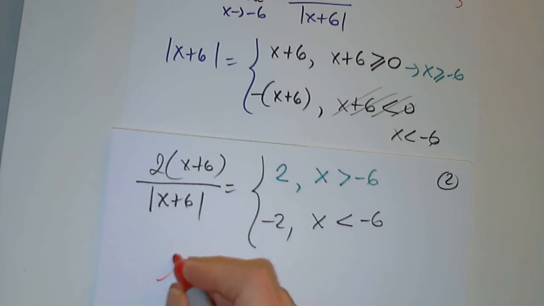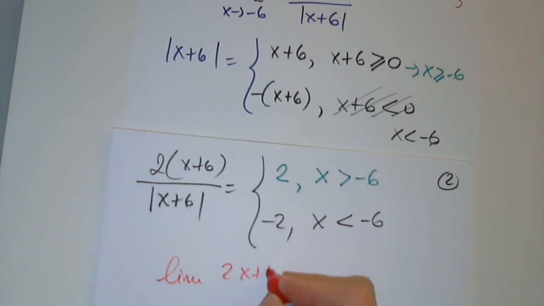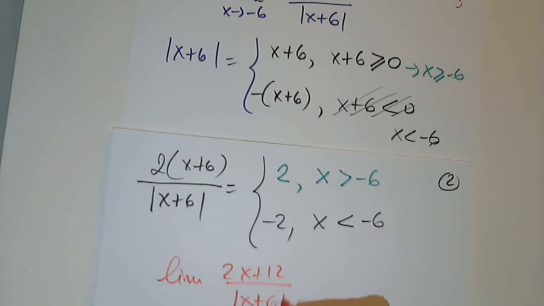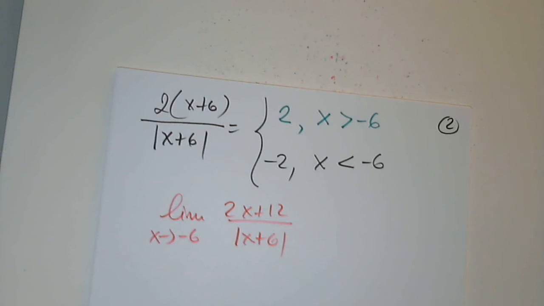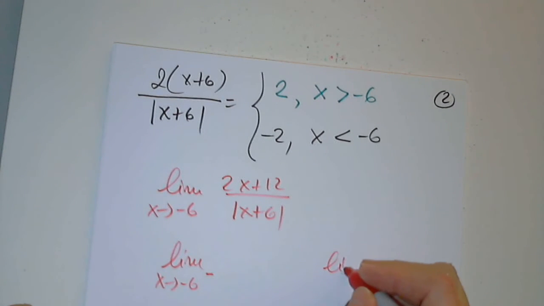So now I'm ready to determine this when x approaches -6 from either side. In order to come up with an answer, I have to determine the limit when x approaches -6 from the left, and I also have to determine the limit as x approaches -6 from the right. And then I will conclude from either side. So the limit as x approaches -6 from the left, from which branch? The second one. Perfect.